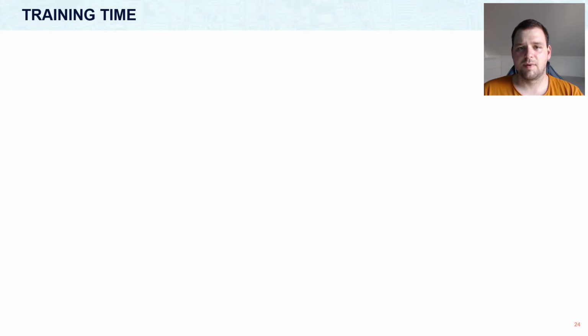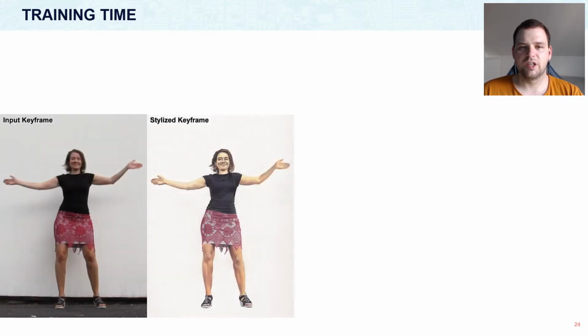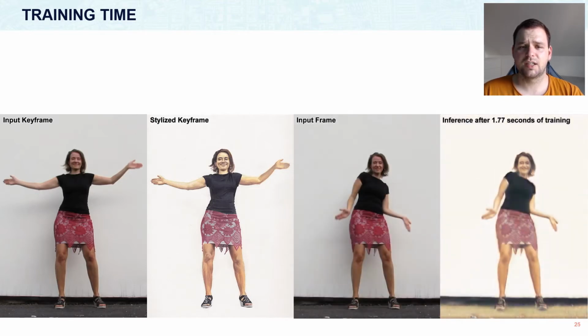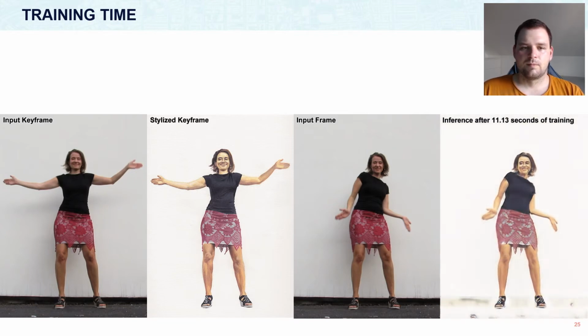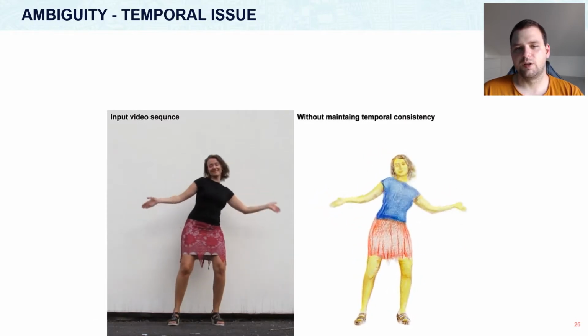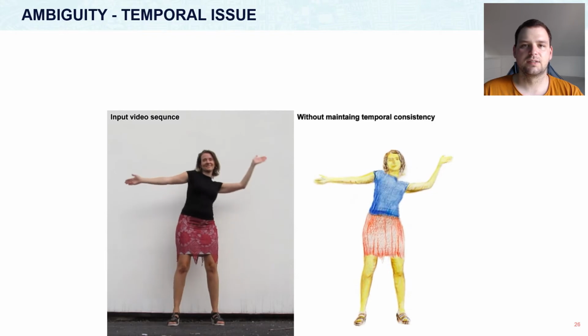Moreover, since we optimize hyperparameters for 1 minute of training, the training converges really fast. Here's the setup. We have input keyframe and its stylized version, and here is the other frame from the sequence. And after just few seconds of training, we obtain already faithfully looking images. Now, we have all the hyperparameters set correctly, and we can run the synthesis and enjoy the results.